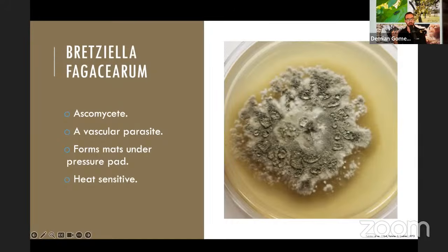And it's also a very heat-sensitive fungus. It's going to thrive in temperatures around 75 Fahrenheit. But if you go to higher temperatures, like above 85, it actually is going to stop growing, and in some cases it's even going to start dying.